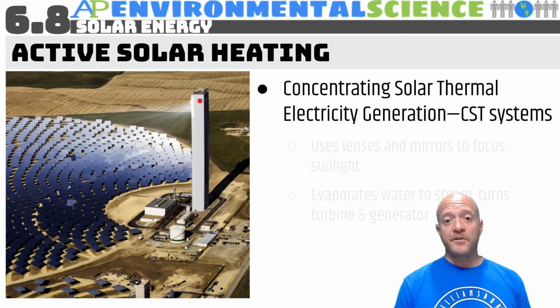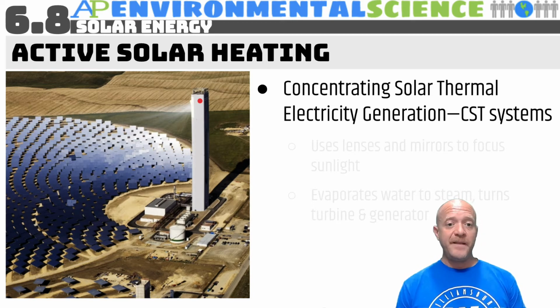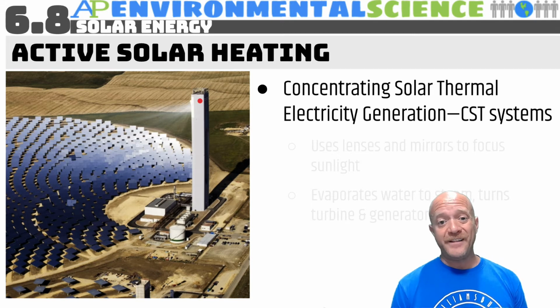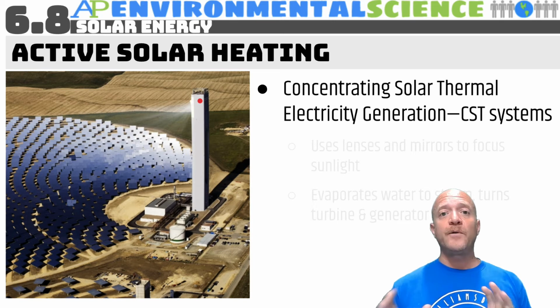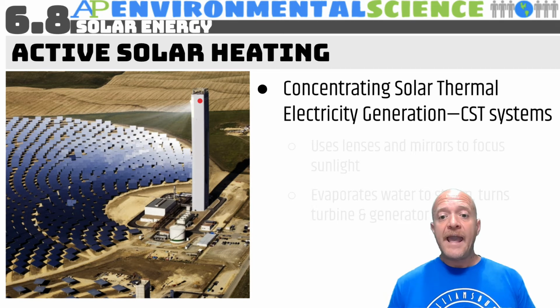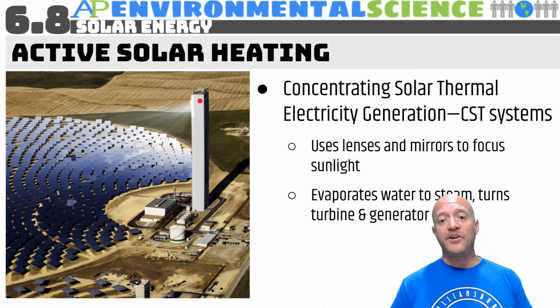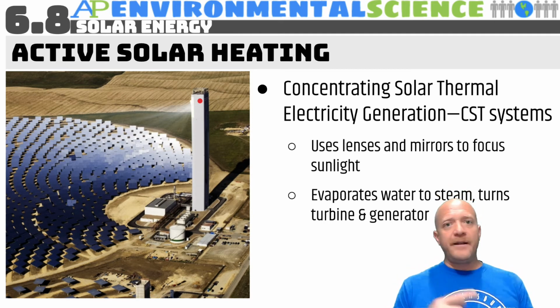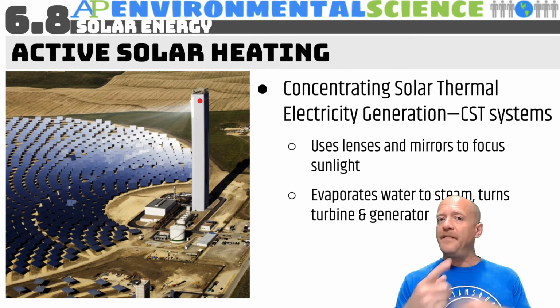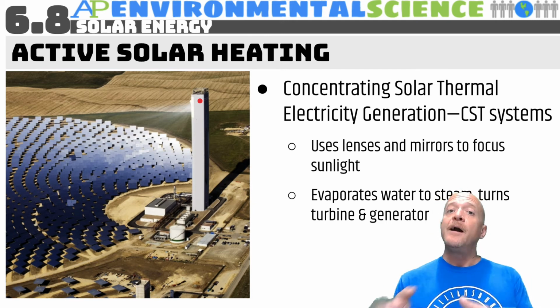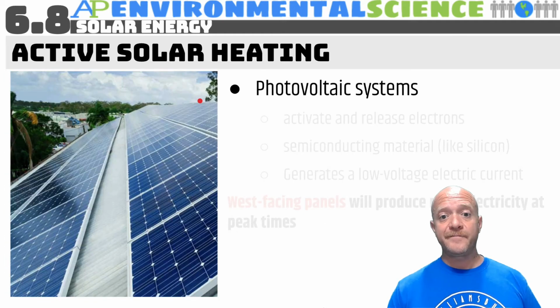So another form of active solar heating is CST, or concentrated solar thermal electricity generation. This uses a series of mirrors, and typically this is done in the desert where we have wide open spaces. We use mirrors to focus the sun's energy on a particular point, which causes water to evaporate and convert into steam. That steam will then power a turbine and a generator and generate electricity in a way much similar to the other methods that we've already discussed.